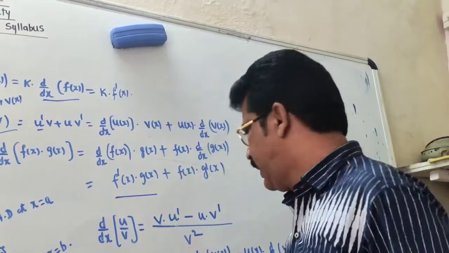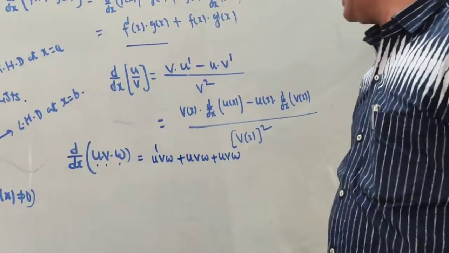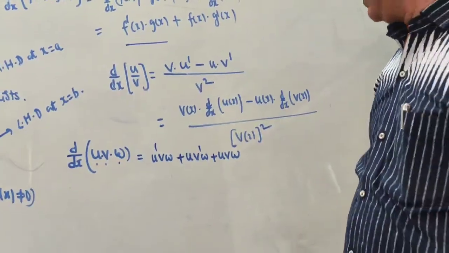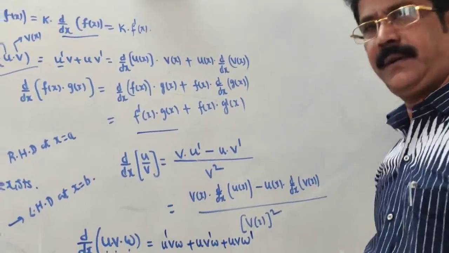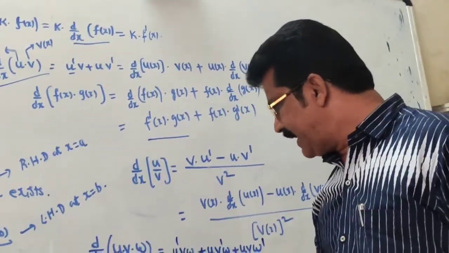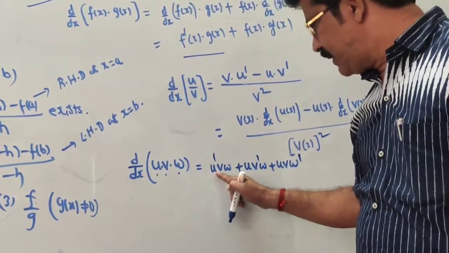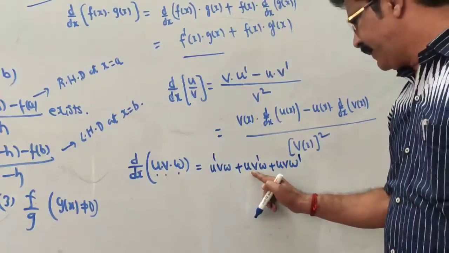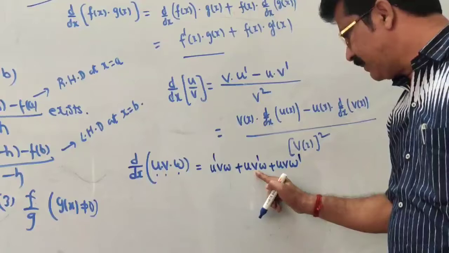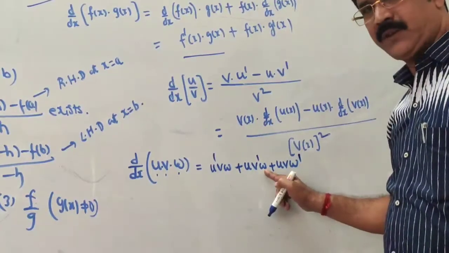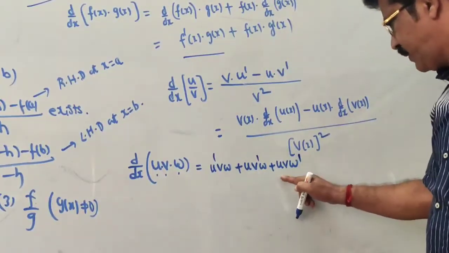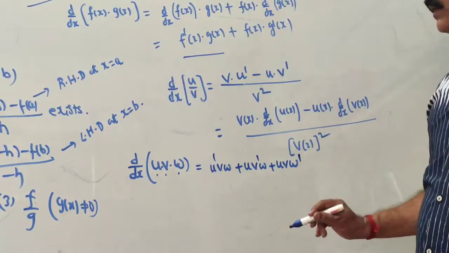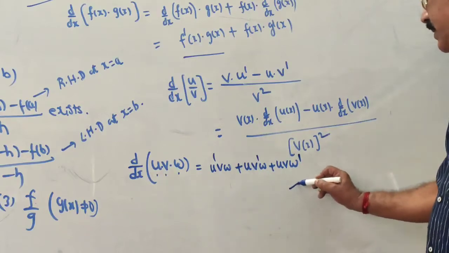So first u, for first u put a dash. Later in second sum put dash for v. Later dash for w. Means what? D by dx of first function into second function same, third function same, plus first function same, d by dx of second function into third function same, plus first function same, second function same, next d by dx of third function. So this is d by dx of u, v, w.